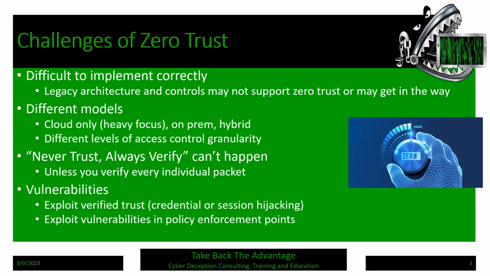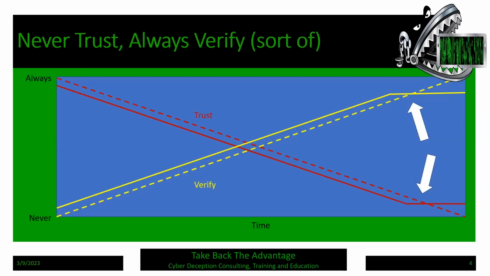Whether that vulnerability is a technical problem, maybe there's a zero trust policy enforcement point that has an exploitable vulnerability so that it can be bypassed, or maybe it's the whole aspect of credentials, right? If I'm a bad guy, can I compromise your credentials? We'll get into an example of that in just a moment. So let's talk a little bit about this never trust, always verify. The reason I'm focusing on this is because it highlights where some of the challenges associated with zero trust come in. So the theoretical model is never trust, always verify.